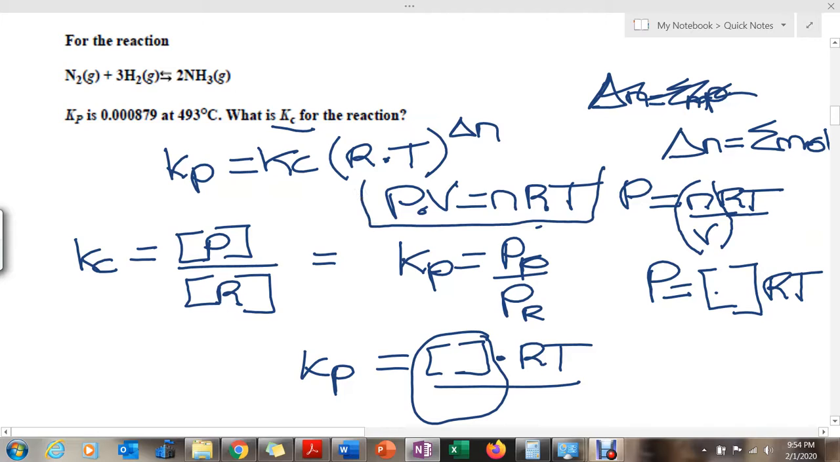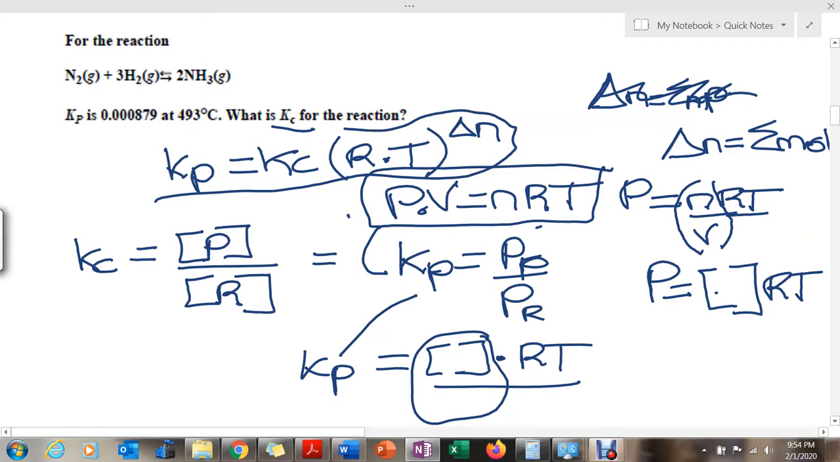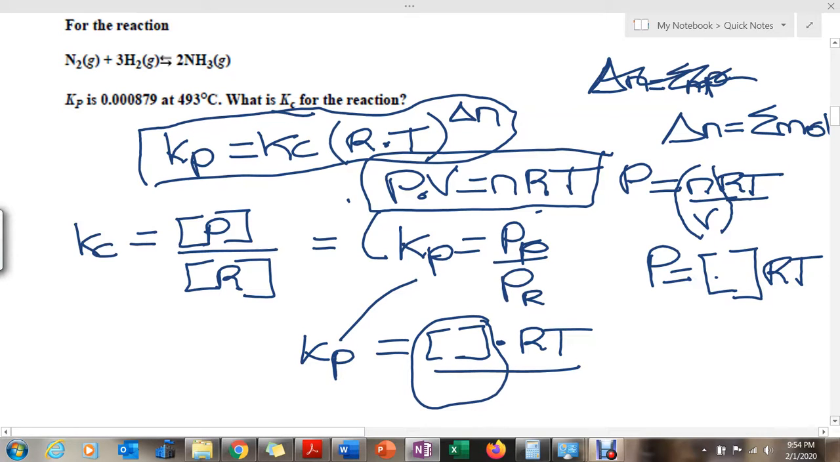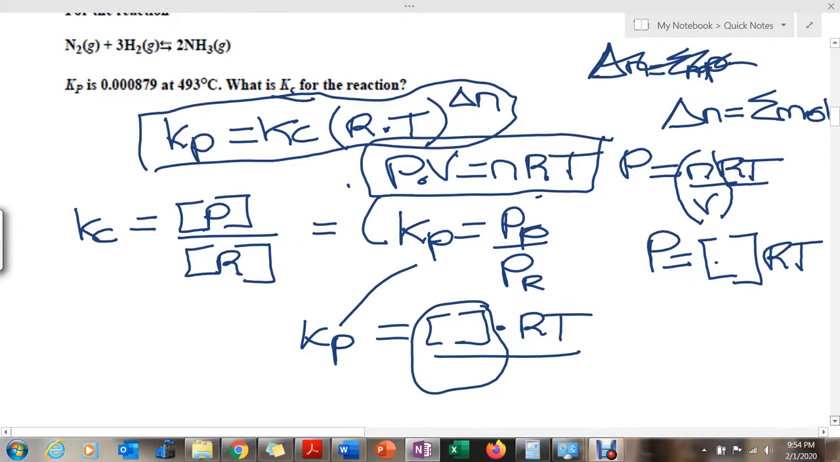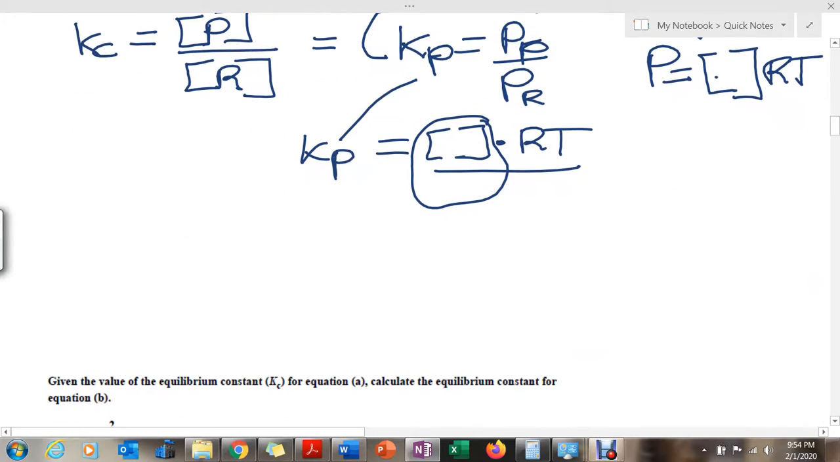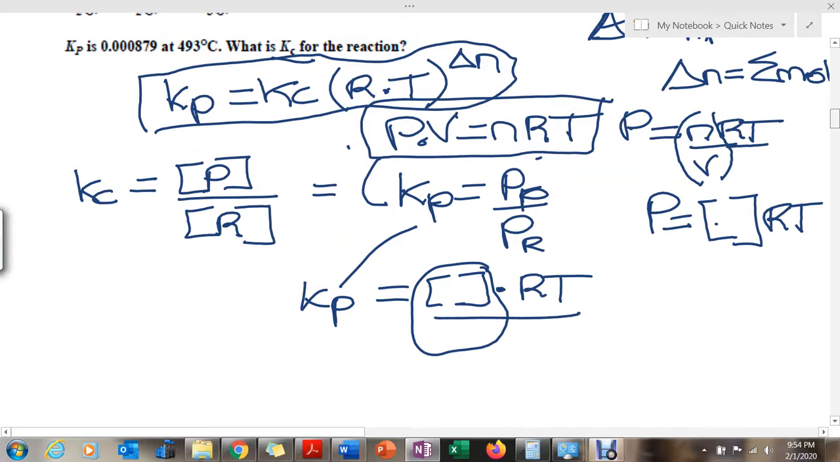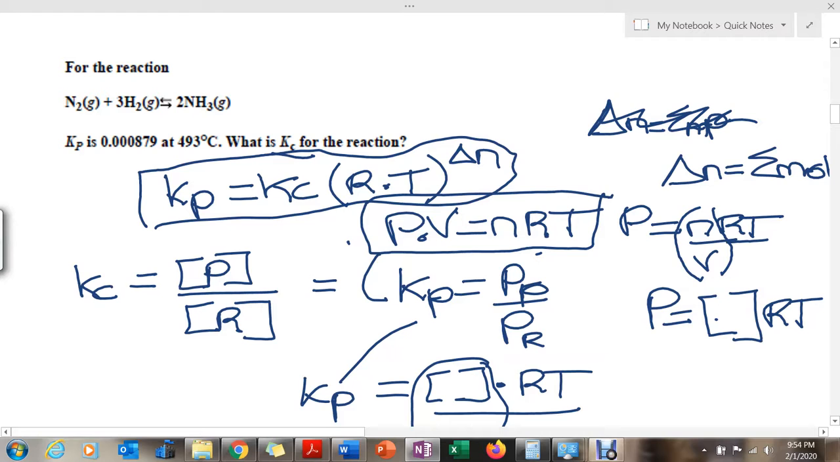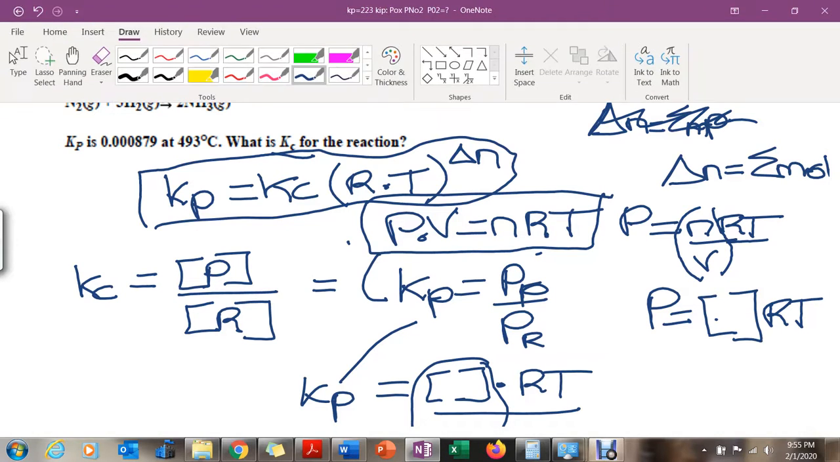It comes from using this equation in the Kp and Kc expression, and you're going to get this little equation. I don't think they're giving it to you in the formula sheet, but if you can learn it by memory, it would be ideal. So let's go ahead and use the formula.